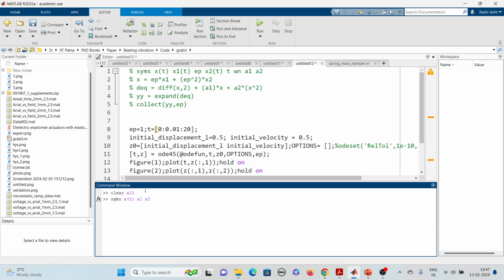Apart from that, I am using the straightforward expansion in which I'll write the x as epsilon x1 plus epsilon square x2 likewise. So what is epsilon? Epsilon is also my symbolic variable. Okay, so I'll write EP. Apart from that, I'll have x1, which will be a function of time. Then I'll have x2, which will be a function of time. Sorry, here it will be t. Yeah. Then I'll have time itself. Okay, so I'll just enter.